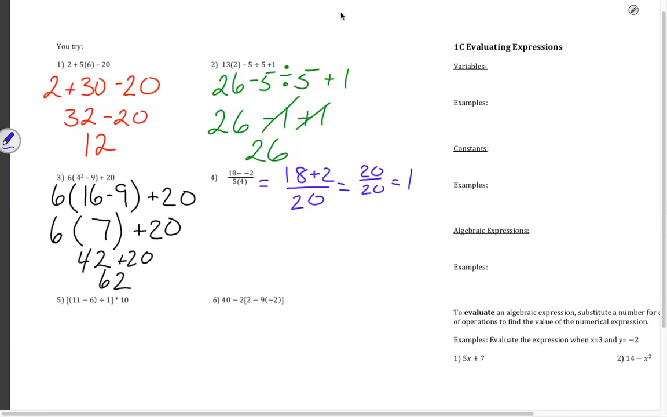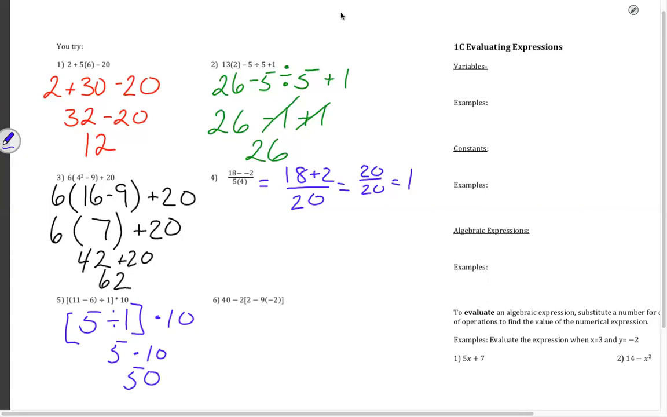All right, for the sake of time, we have 11 minus 6, that's 5. I think that says plus, right? Looks like a plus. Oh, nope, divide. So it says 5 divided by 1 times 10. Well, 5 times 10 is 50. So I got 50 for number 5.